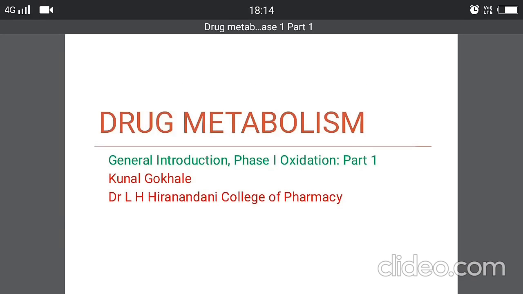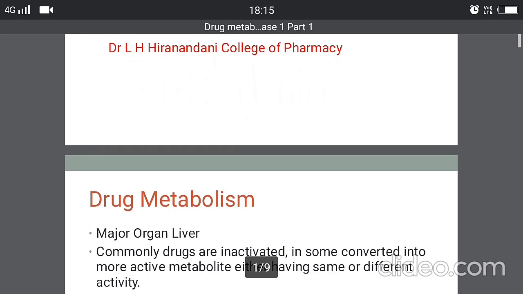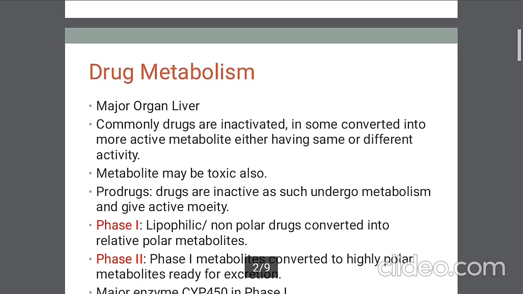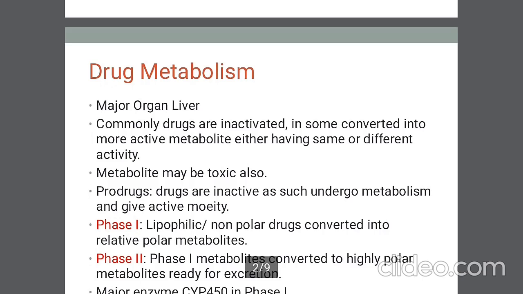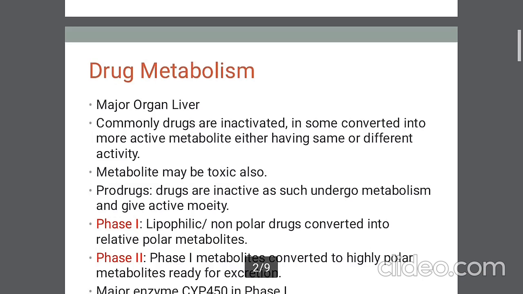We are going to discuss now drug metabolism, the various aspects of drug metabolism in this chapter. For simplicity and understanding, I am dividing this chapter into 3 to 4 parts. So the current part deals with the general introduction to drug metabolism and the phase 1 processes of drug metabolism, majorly the oxidation processes. So just quickly revise. Drug metabolism, as we all know, is the process after the absorption and the distribution of the drug. The major site for the metabolism is the liver.